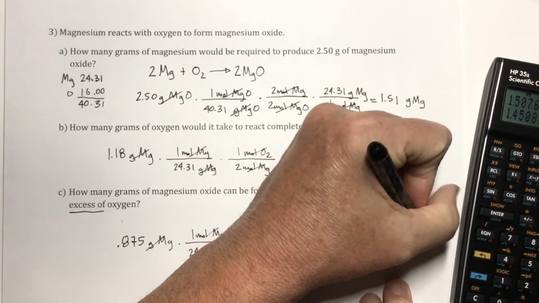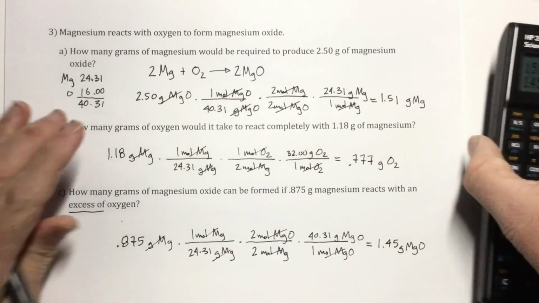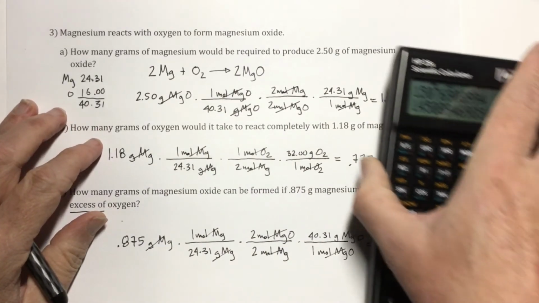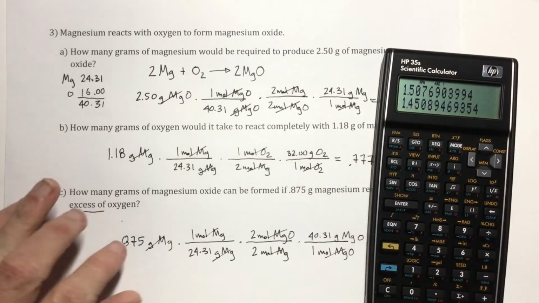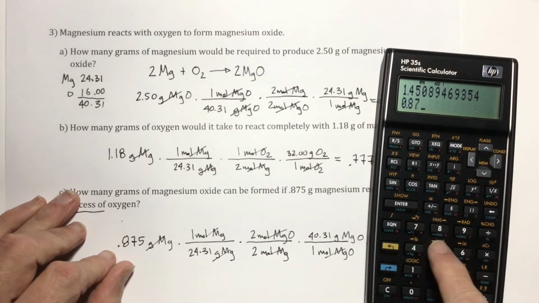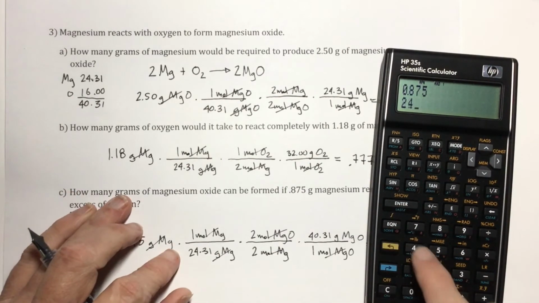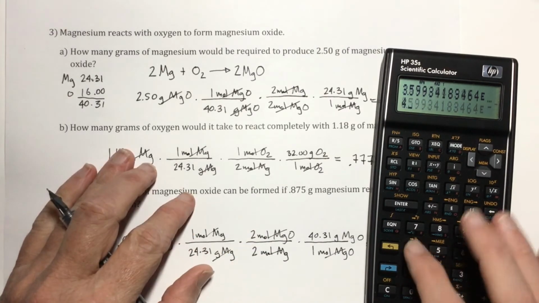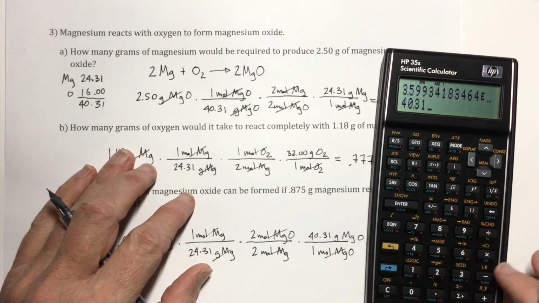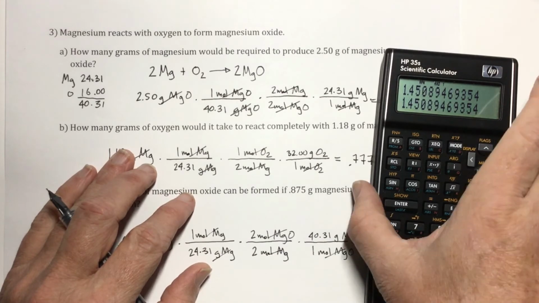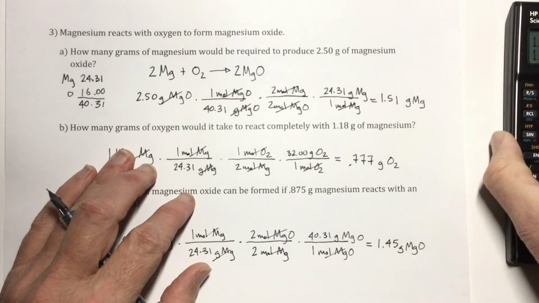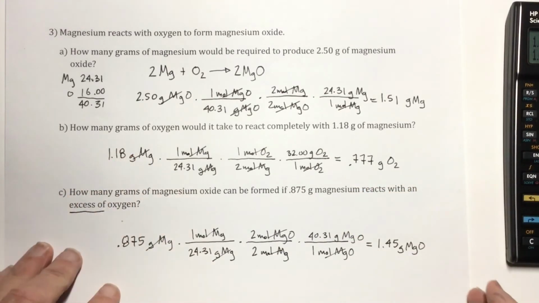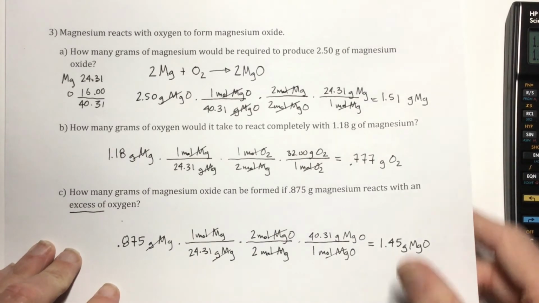grams MgO. My fingers kind of goofed up there in the calculator process, so let me just double check my figures. 0.875, 24.31 divide, that's a wash, 40.31 times, 1.450. So 1.45 grams of magnesium oxide. There we go. Splendid.